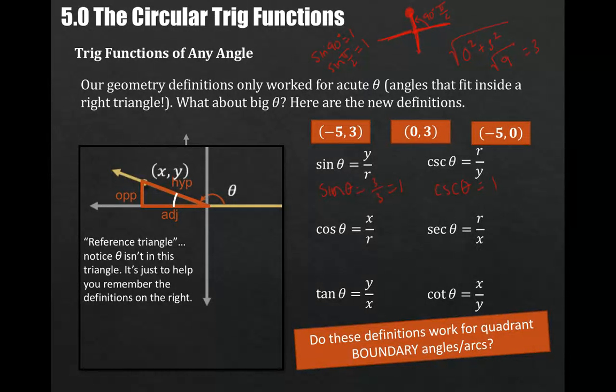What about the cosine? When I go to do the cosine of theta, I get 0 over 3, which is just 0. Well, what's the cosine of 90 degrees? Or what's the cosine of pi over 2? Maybe we remember some of these nice special angles. Well, that's 0. Remember that?